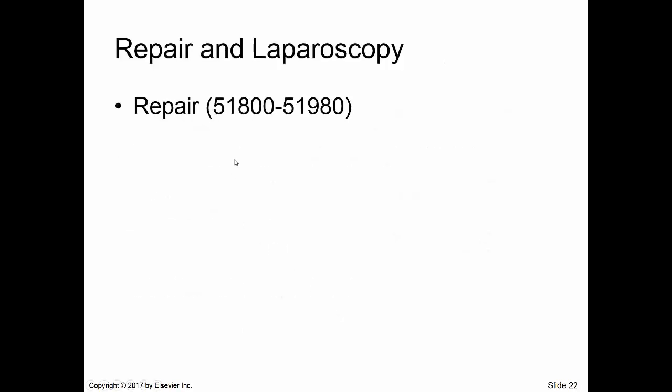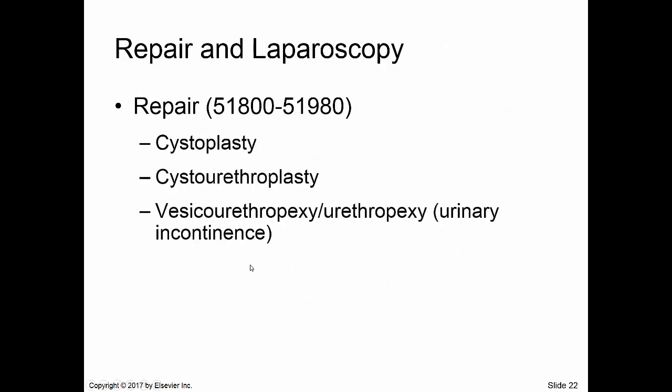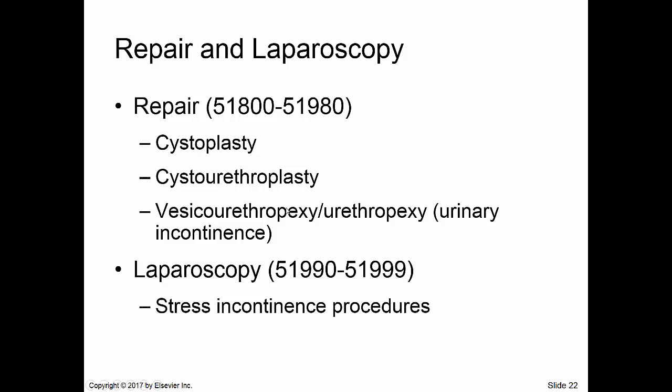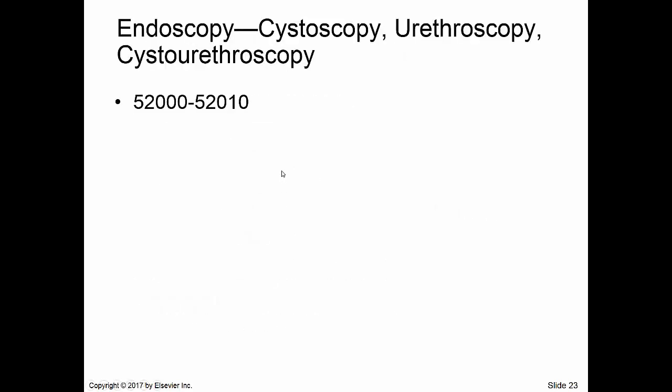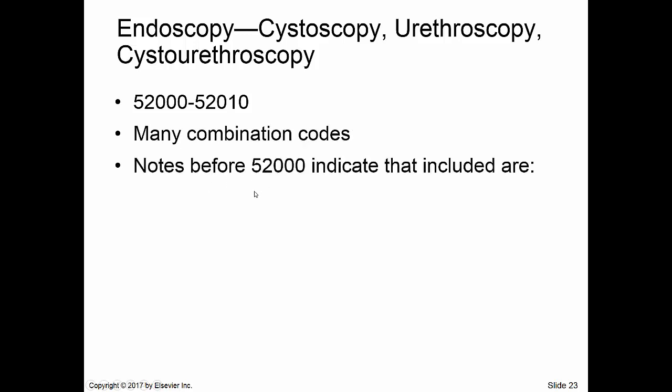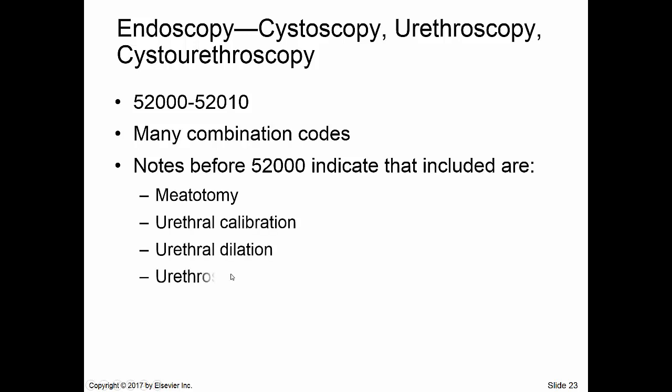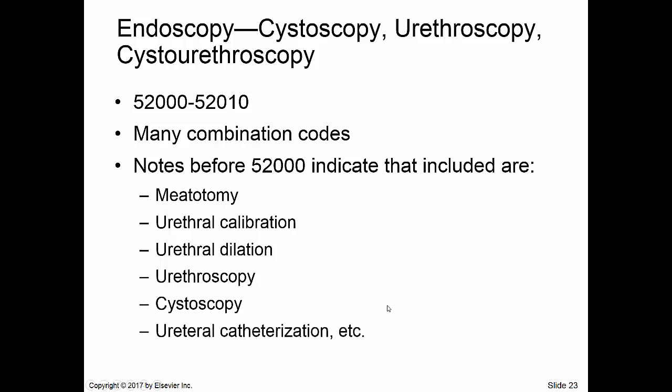Repair and laparoscopy codes. So we have a cystoplasty, cystourethroplasty, all of these wonderful things for urinary incontinence, and then the laparoscopic codes are used for stress incontinence procedures. So all of our codes here, there's lots and lots of combination codes, so you need to read all of those notes. And all of the notes in your CPT book before the 52,000 codes indicate all kinds of different calibrations, dilations, the scopes that are used, whether it's cysto or urethral, and urethral catheterization. And you need to be sure that you're reading those very carefully.